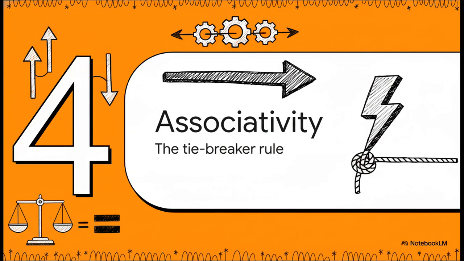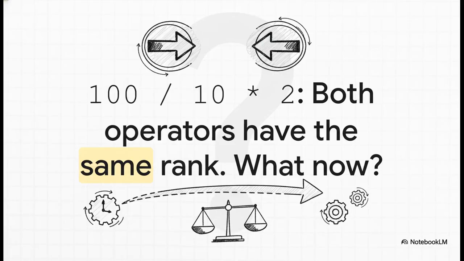Okay, so precedence is great when you have operators with different ranks. But what happens when they're tied? What happens when they have the same priority? How does Java break the tie? And this, my friends, brings us right back to where we started. In our little puzzle, 100 divided by 10 times 2, division and multiplication are on the same level in that chart. They're equals. So, who goes first?